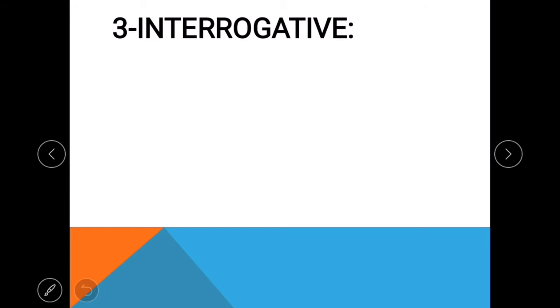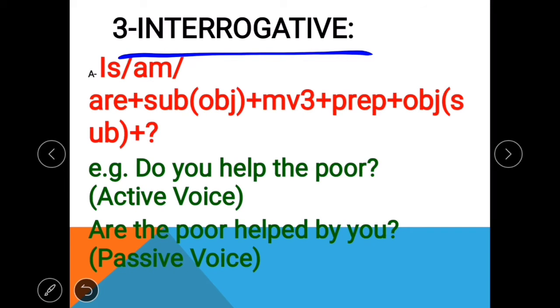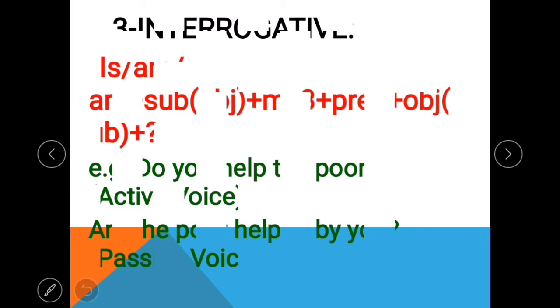Dear students, let us have rule 3, interrogative. In an interrogative sentence, first rule, part A, begins with the helping verb is, am, or are, then the subject which is made from an object, plus the third form of the main verb, plus preposition, plus the object which is made from the subject. Finally, question mark. Example number 1 is given, do you help the poor? This is an active voice. Passive voice is, are the poor helped by you?